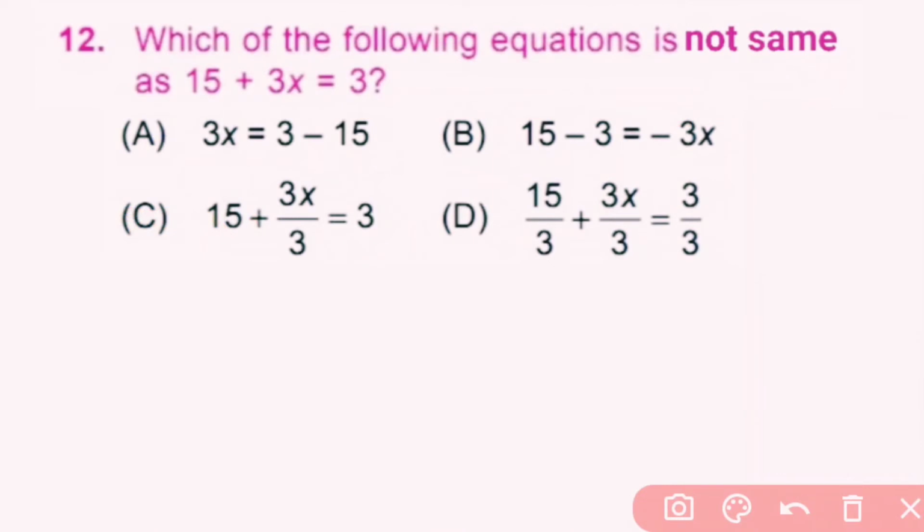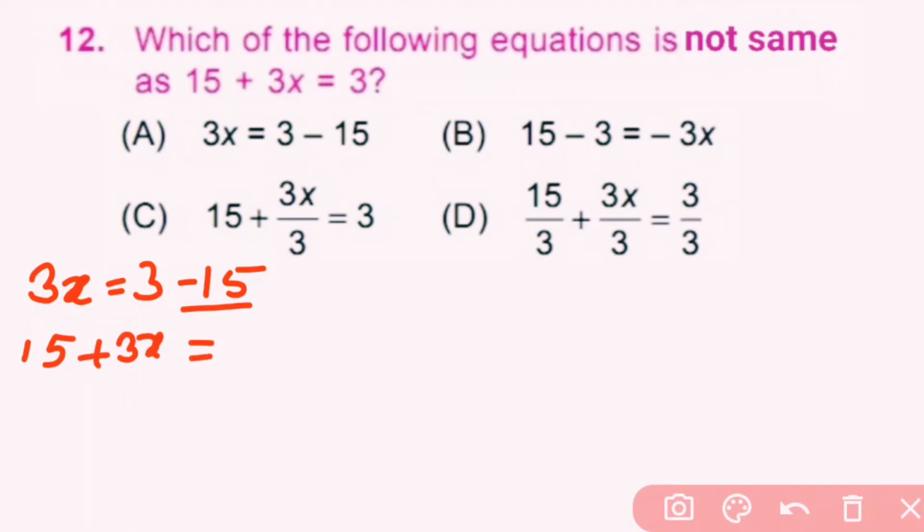Question number 12. Which of the following equations is not the same as 15 plus 3x is equal to 3? So now we start with A. 3x is equal to 3 minus 15. We take this minus 15 this side, it will become plus 15 plus 3x is equal to 3. That is the same as the given equation.